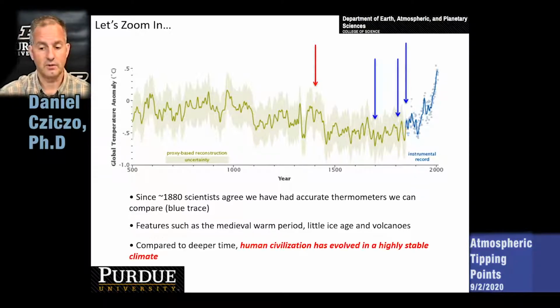What's quite striking, though, is that this record as a whole is very flat. It's very stable. There's no major temperature shifts. And so one of the take-home messages here is that human civilization has really evolved in an incredibly stable climate. We don't see these 4 or 8 degree temperature swings. Everything has happened within a few tenths of a degree.